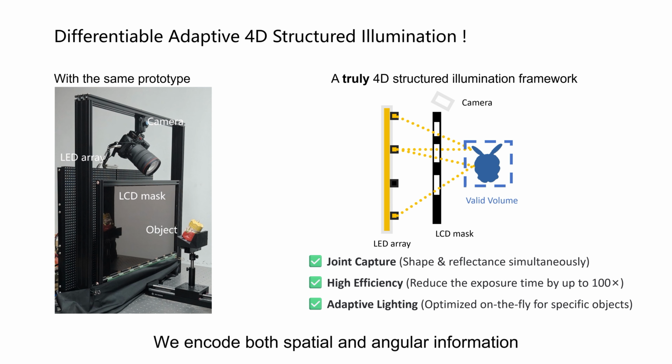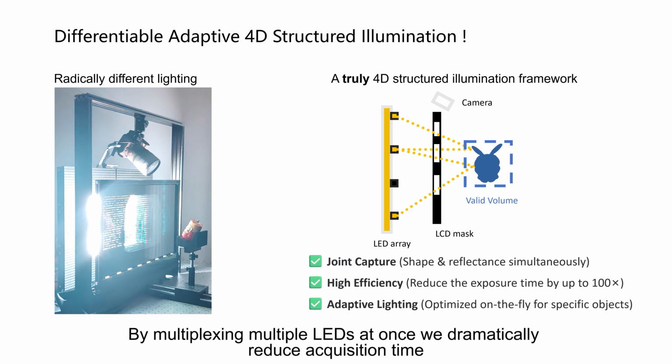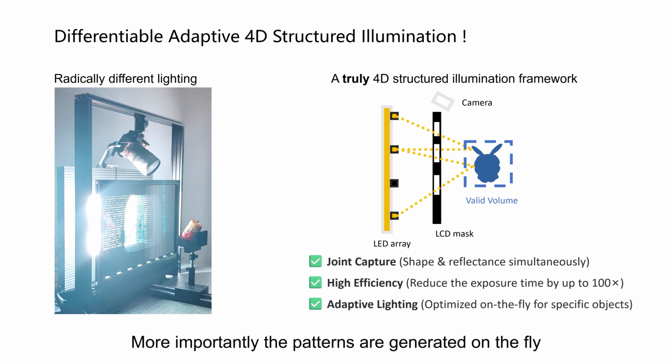We encode both spatial and angular information into the very same photograph. Take a look at our capture process. No scanner has ever used patterns quite like this. By multiplexing multiple LEDs at once, we dramatically reduce acquisition time. More importantly, the patterns are generated on the fly, adapting perfectly to the specific object being scanned.